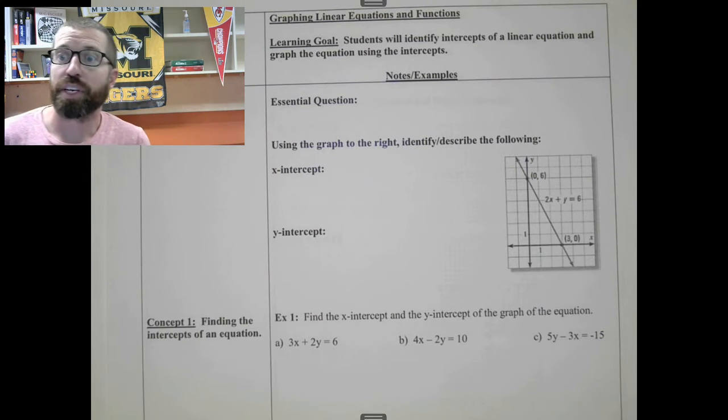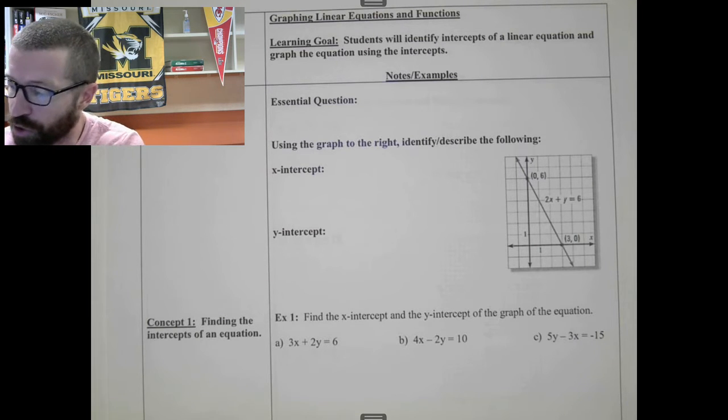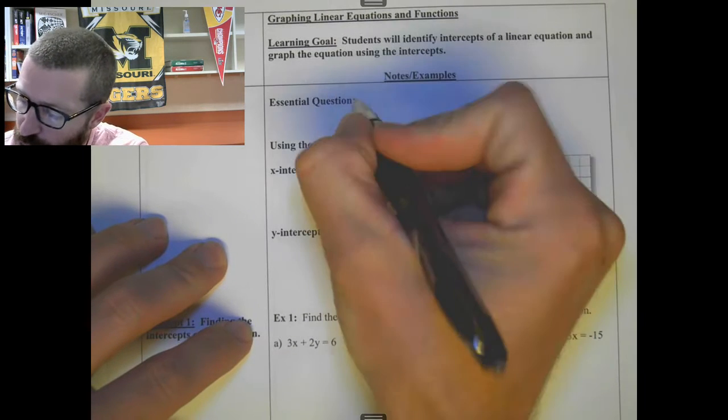Hello, in this video, we're going to look at graphing using intercepts. And there are two different intercepts. We'll look at the x and y intercepts. If you want an essential question, that would be, how do you graph?